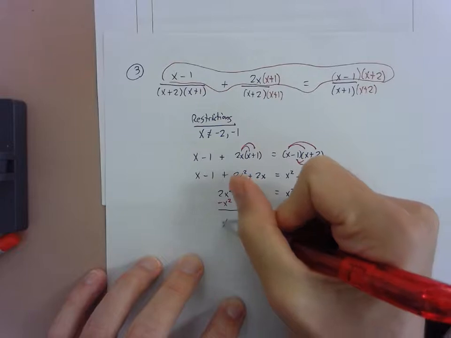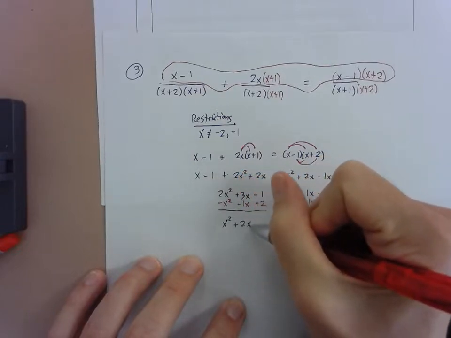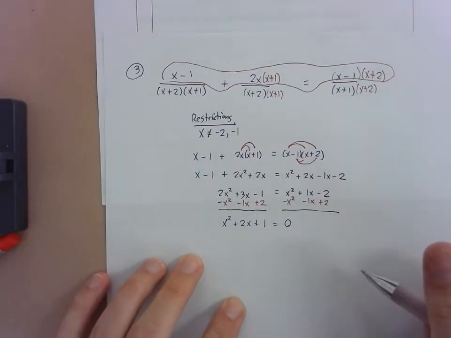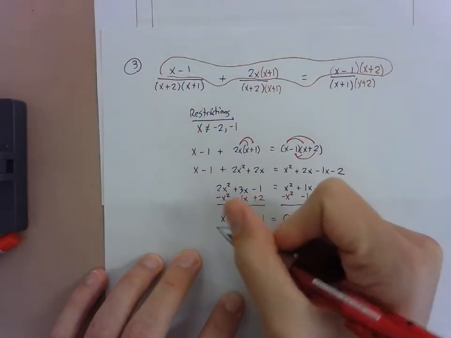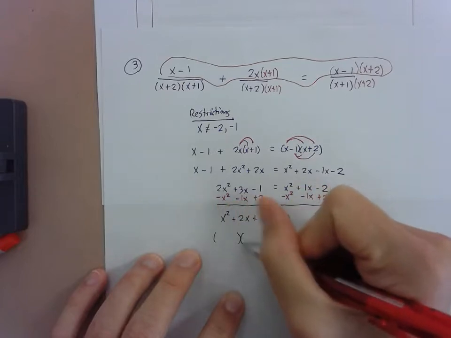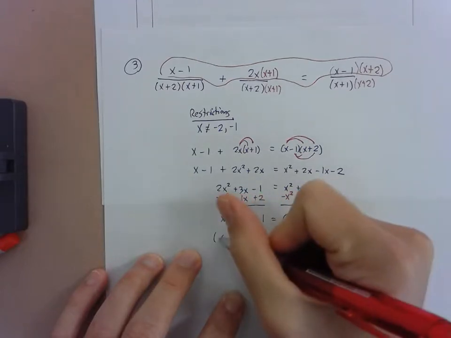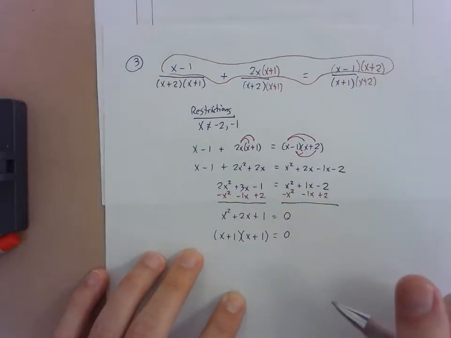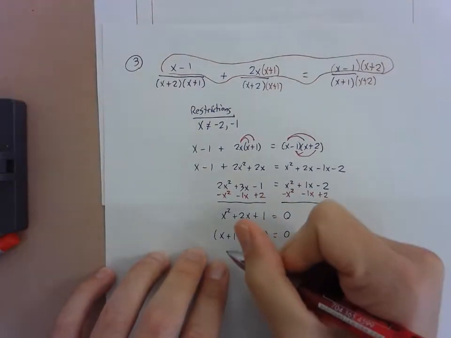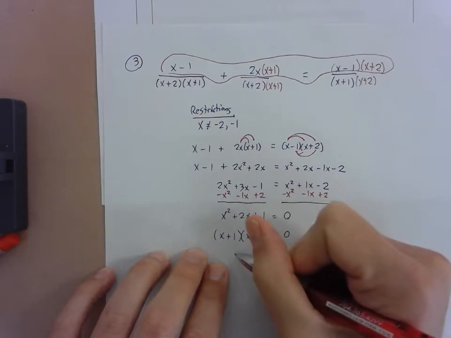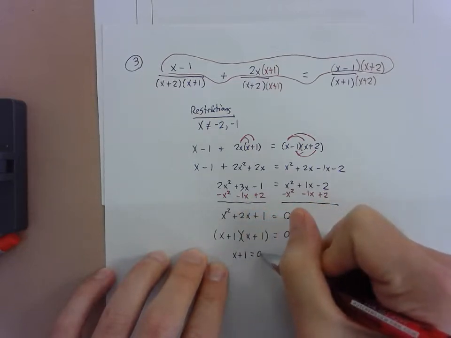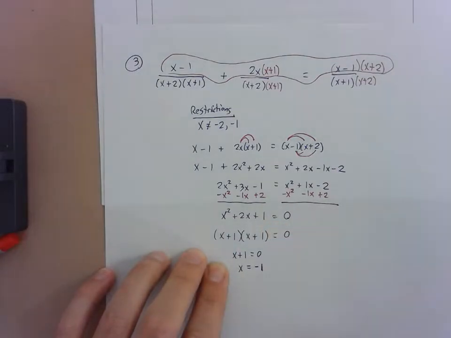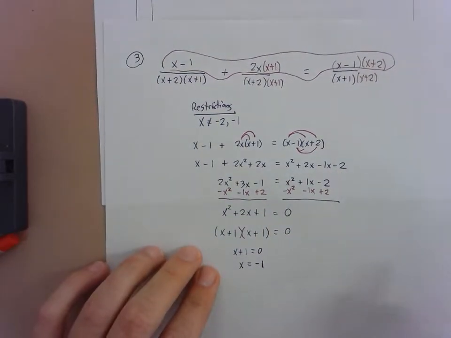So that's going to be x squared plus 2x plus 1 equals 0. And that's going to be factorable. So that factors to x plus 1 times x plus 1, since 1 times 1 is 1. Each of these only has one factor, so really it's x plus 1 equals 0. So x is going to equal -1.